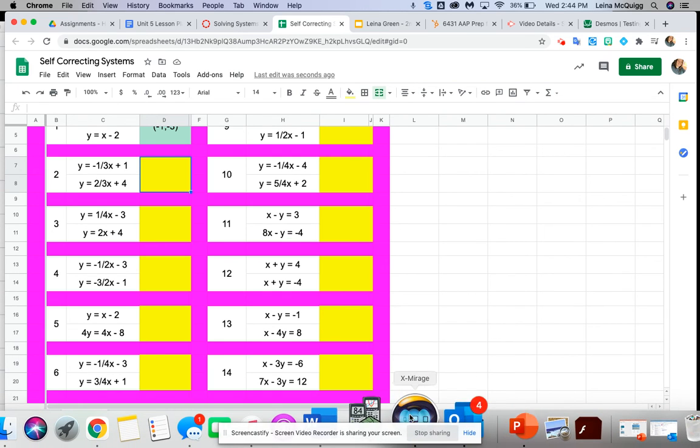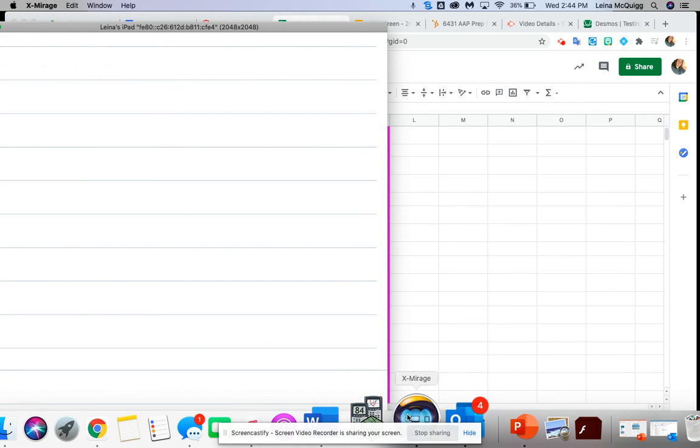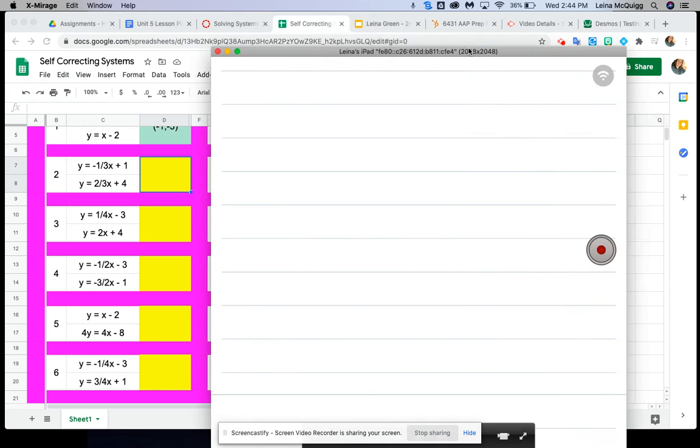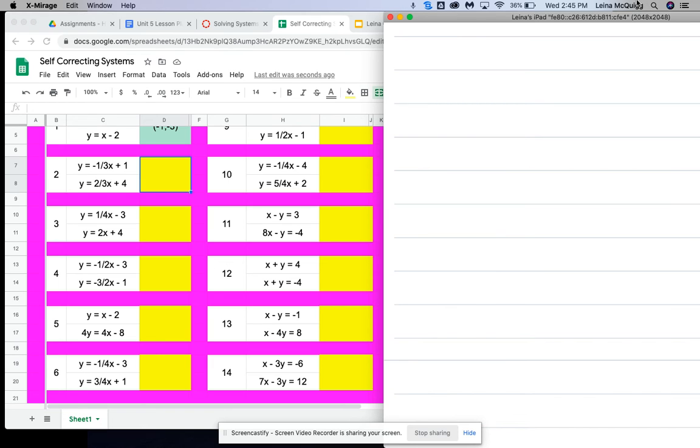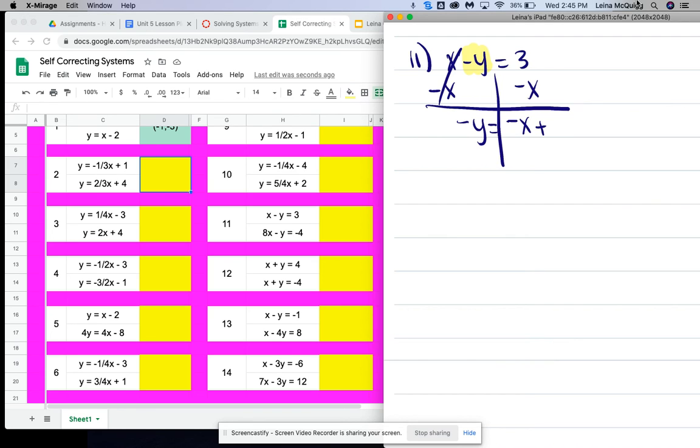Let me pull my iPad back up. Slide it this way. All right, so let's do number 11. We have x minus y equals 3. So I want to leave y here by itself. That means I need to move x. So to undo something positive, I'm going to subtract it on my line here. X minus x is 0. I just have negative y equals negative x plus 3.